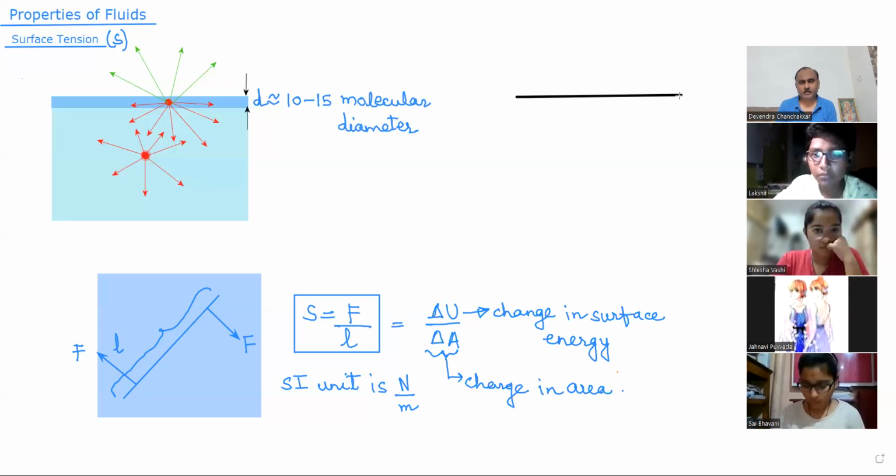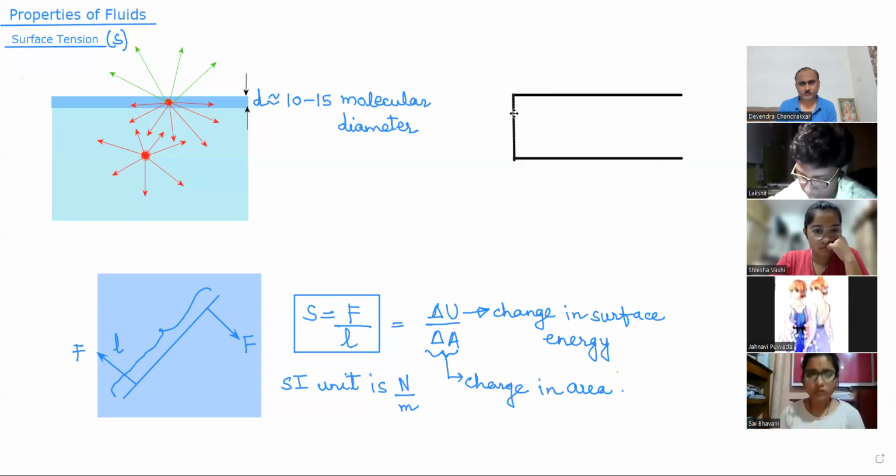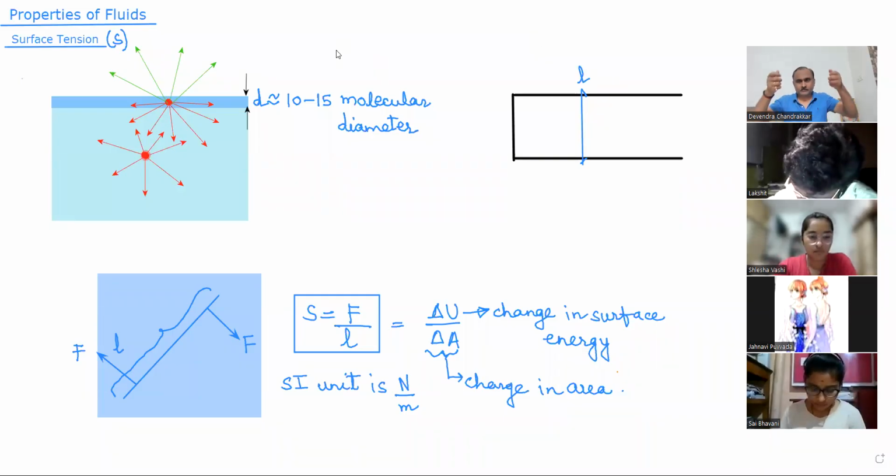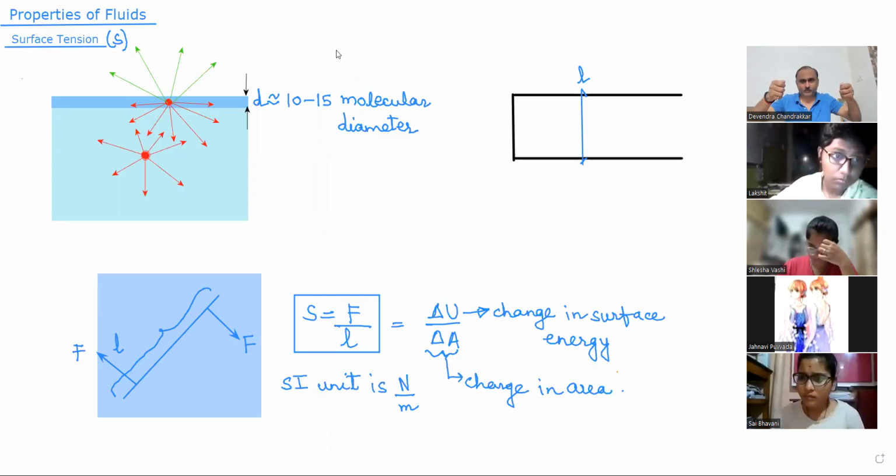So here we have a U-shaped wire. On this U-shaped wire, we are keeping a very light wire. The length of this wire is L. Now it's kept horizontally. We are dipping it in a soap solution and bringing it out.